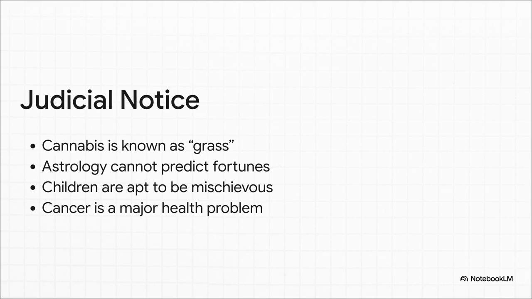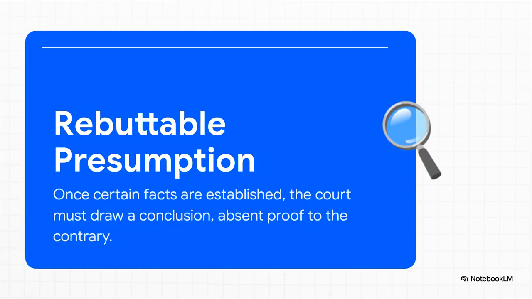Next is judicial notice. These are the facts that are so well known, so obvious, that it would be an absolute waste of the court's time to try and prove them. A judge doesn't need an expert witness to know that cancer is a serious illness or that kids get into trouble. It's just common knowledge. And the third shortcut is using a presumption. Now, these are really powerful because they actually shift the burden of proof. The classic example, if you can prove a letter was properly addressed and stamped, the court must presume it was delivered. It's then up to the other side to prove that it wasn't.